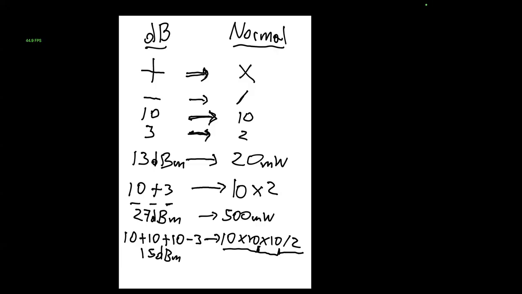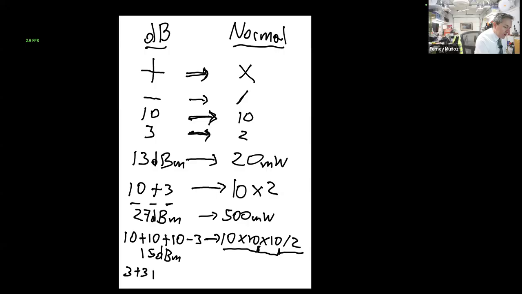Trick question. 3 plus 3 plus 3 plus 3, five times. 3 plus 3, 6 plus 3, 9 plus 3, 12 plus 3, 15. See, it's really basic math.